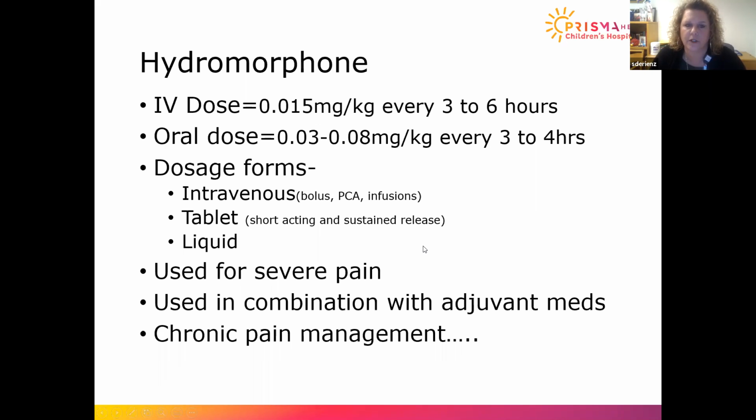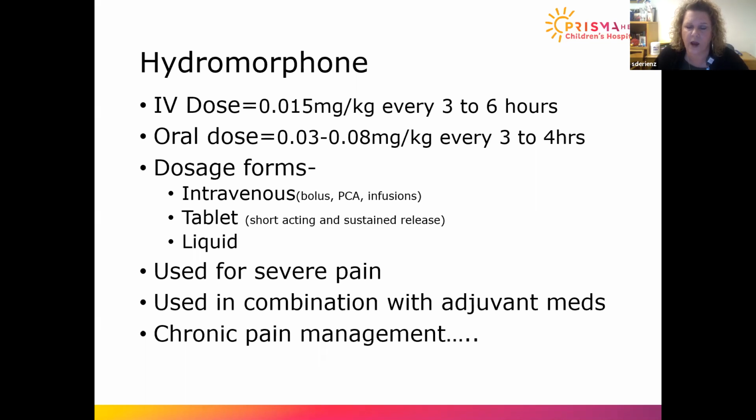Hydromorphone, or Dilaudid, as we commonly refer to it. The IV dose is significantly different than morphine. 0.015 mg per kg every 3 to 6 hours is the most common bolus dose that you will see. An oral dose ranges from 0.03 up to 0.08 mg per kg every 3 to 4 hours. So definitely different dosing, much more potent drug than morphine. Obviously you have to keep that in mind and double check those calculations when you're utilizing hydromorphone.